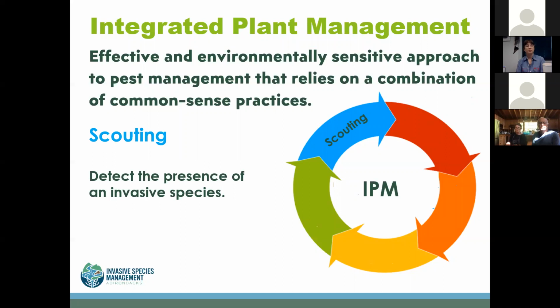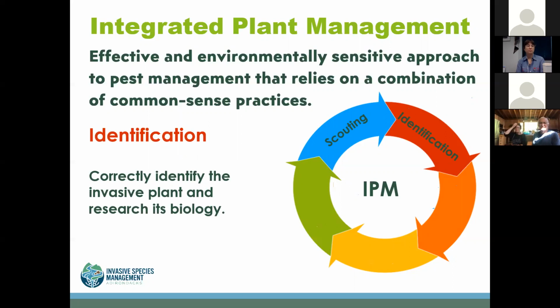So this is putting your identification skills to the test. It is assessing your property, determining if you have knotweed present. If so, identifying it. What species is it? Is it Japanese, Bohemian, giant? We know that those species can be difficult to distinguish. The lucky thing for us is that actually all three of these knotweed species can be controlled using the same techniques.